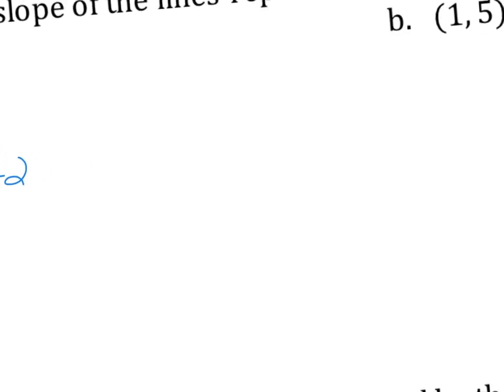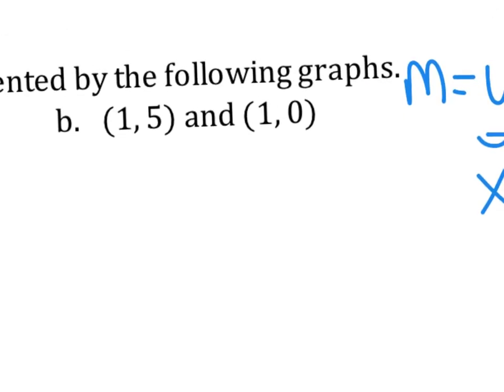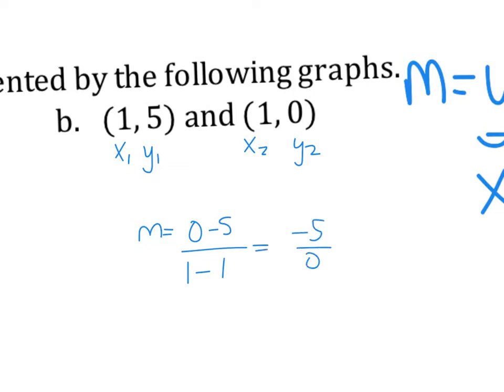So let's do that one more time on B. So label x1, y1, x2, y2, and we're going to do y2 minus y1 over x2 minus x1. So negative 5 over 0. Okay, so take special note of this. Anytime you have over 0, we're not allowed to divide by 0, so it's undefined.